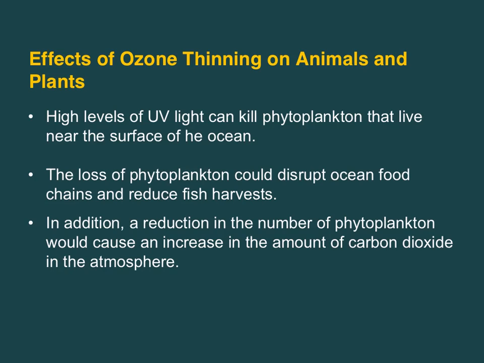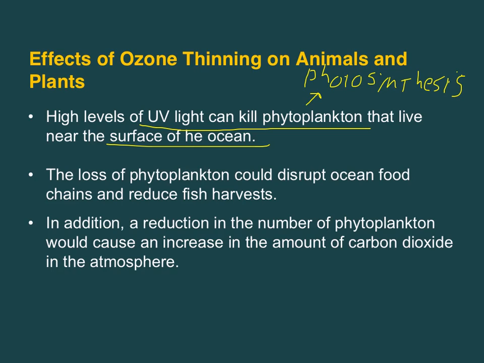Now, we are not the only things that live on this planet. We can also see how the thinning ozone layer affects plants and animals. One thing, UV light can kill phytoplankton, all right? They live near the surface of the ocean, and what they do is photosynthesis. And so phytoplankton are not only the base of a lot of oceanic food chains, which will then reduce the number of fish, and we can get less fish from the ocean, which is less food. Also, less phytoplankton means less photosynthesis, so it increases the amount of carbon dioxide in the air.